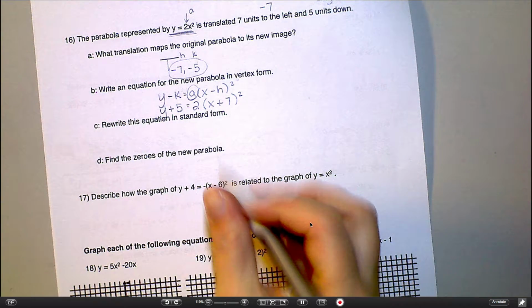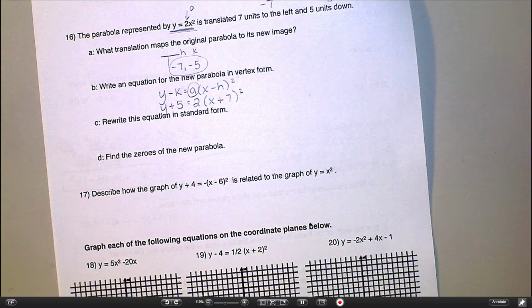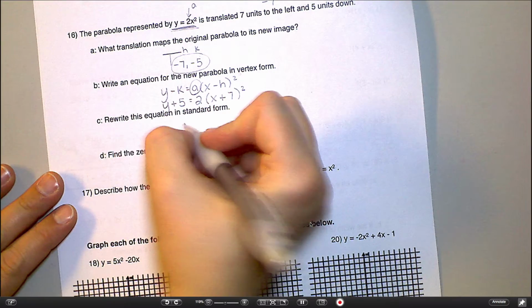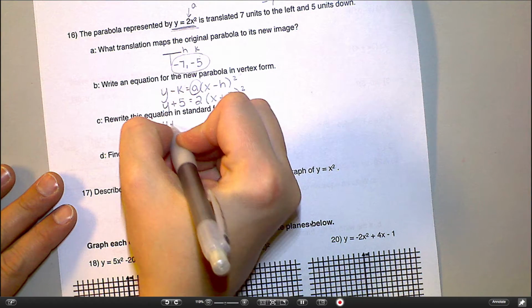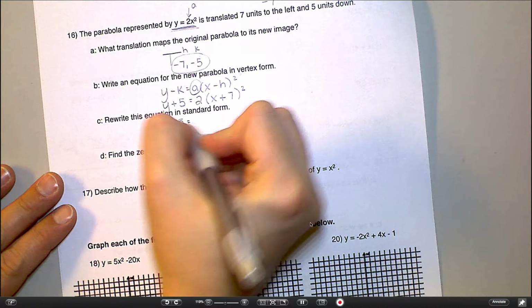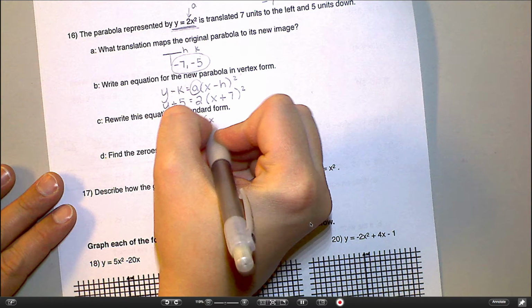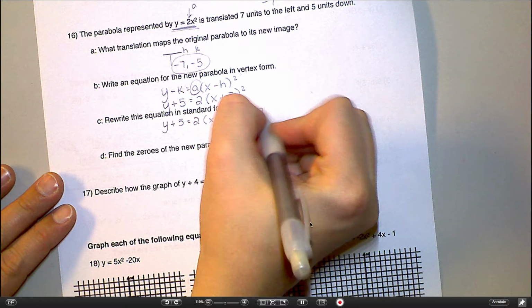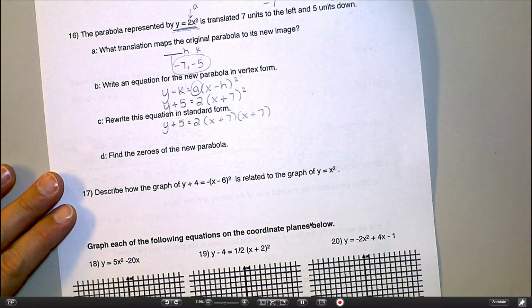Now it says rewrite this equation in standard form. How do I get from vertex form to standard form? Michael? FOIL. Okay, FOIL, really we're simplifying, right? So FOIL is a piece of the simplifying, but I'm going to simplify this. So I'm going to say y plus 5 equals 2, and then (x plus 7)(x plus 7). All right, so I wrote that out twice.